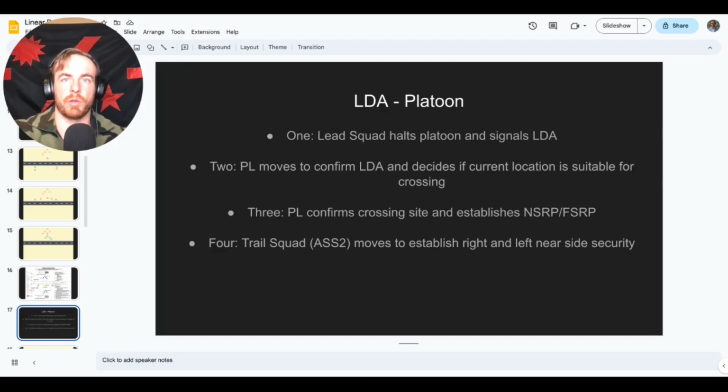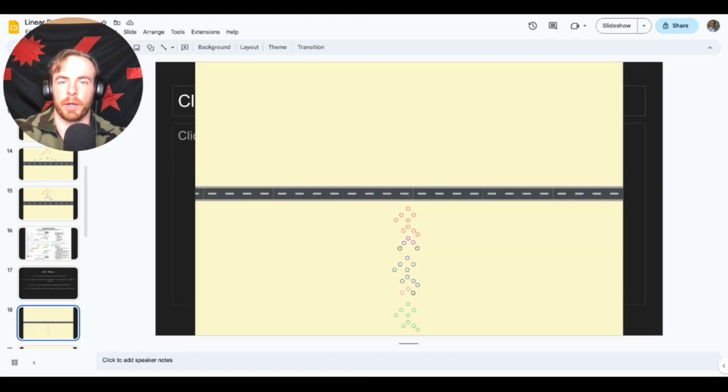You might have to bump down to the right or left of the road to find a better spot to cross. If you're near a crest of the hill, you're going to want to get to the military crest of the hill before you cross. So PL is going to confirm the crossing site, and he's going to establish near side and far side rally points. Now, the trail squad, Assault 2 in our case, is going to move to establish right and left side near security. All right, we got some crazy graphics here for Platoon today.